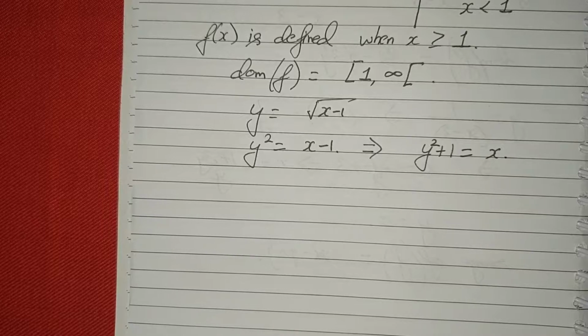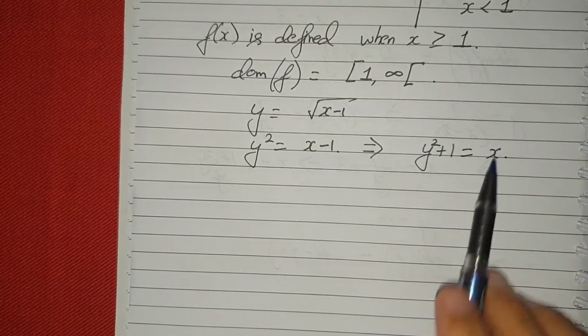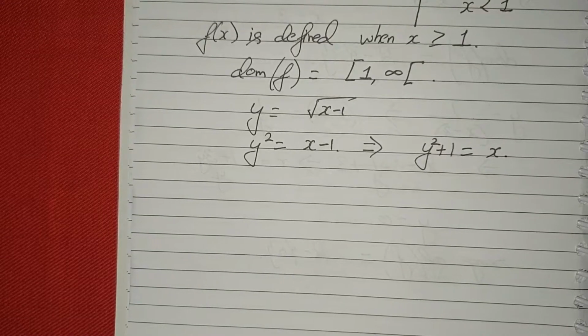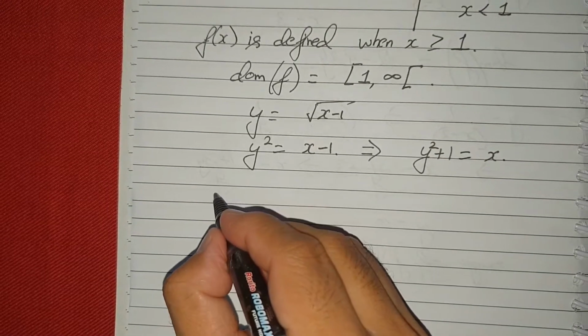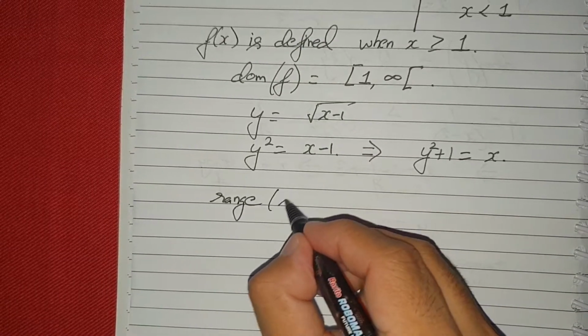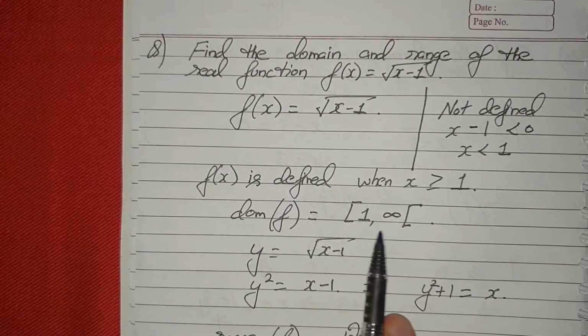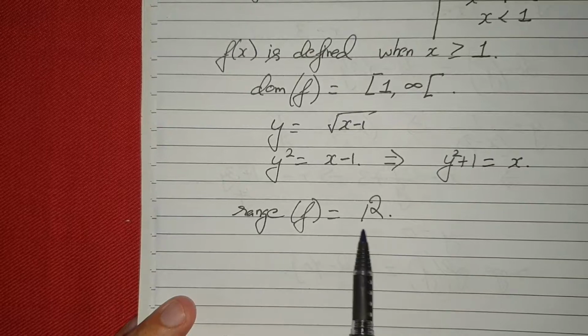So see, for every real value of y, whatever value of y you put, the x is defined. That means the x is real. So the range of f is all real numbers. Hence the domain of f is (1, infinity) and the range of f is R.